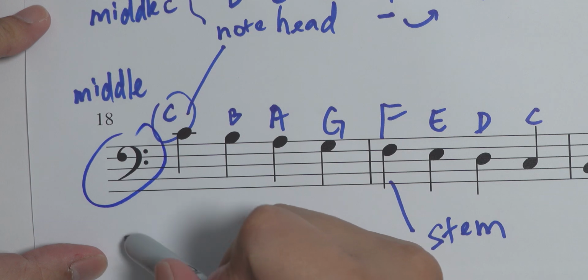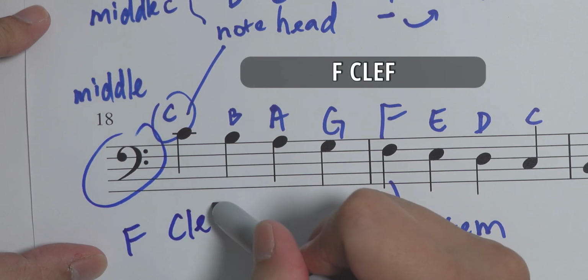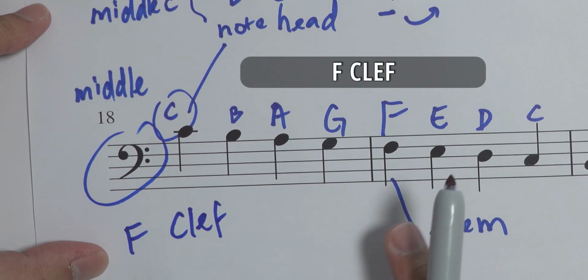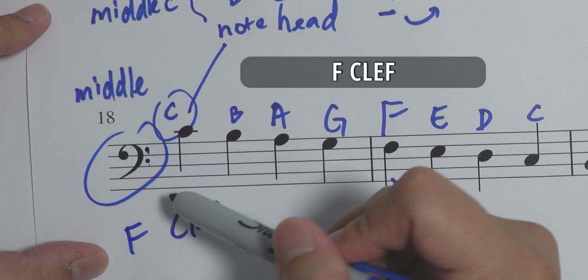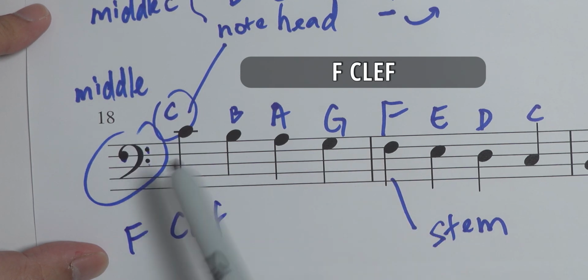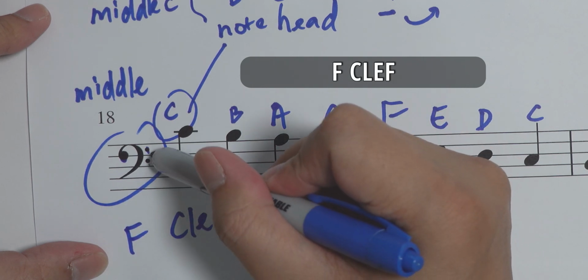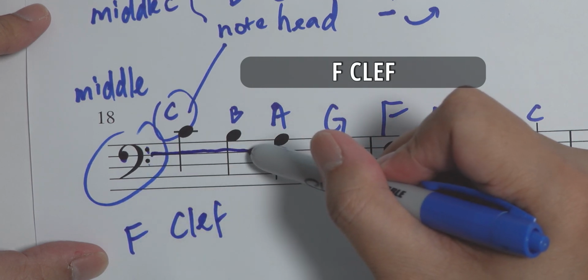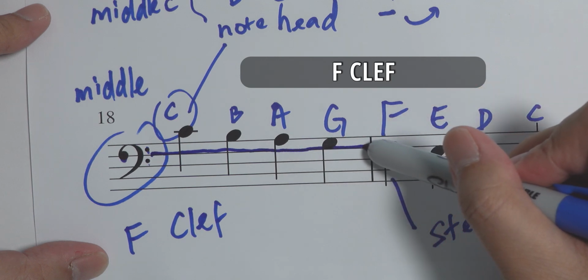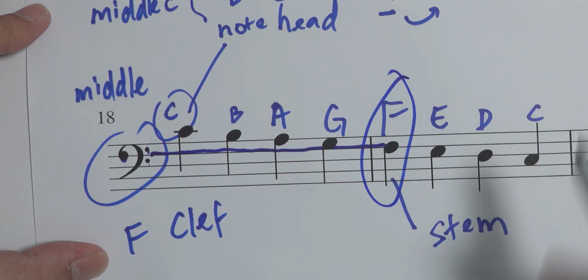And this is also called the F clef. The reason why this is called the F clef is because these two dots, as well as this darker dot here, show that this is an F line. So if you were to draw a line here and keep going on the same line, you will eventually meet this F note.